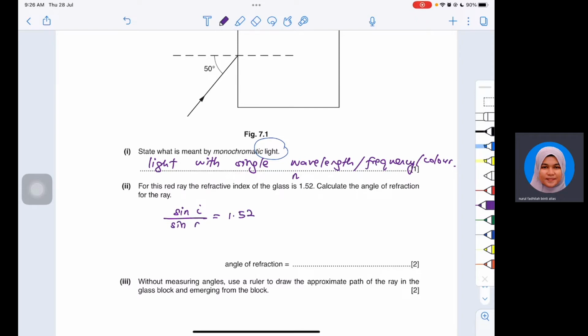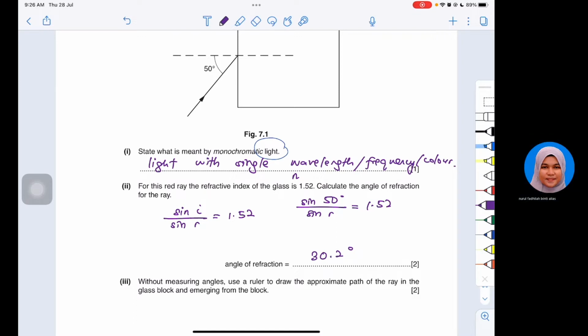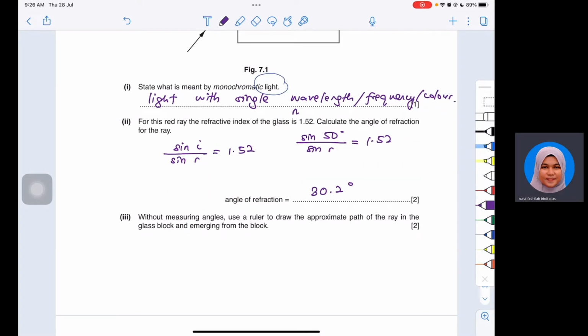You must know how to use the calculator. So what is I? 50. So sin 50 equals 1.52 times sin R. Divide by sin R, you rearrange this one. So what do you get for R? 30.2 degrees. Correct? Okay, leaving it as 30 is also fine.